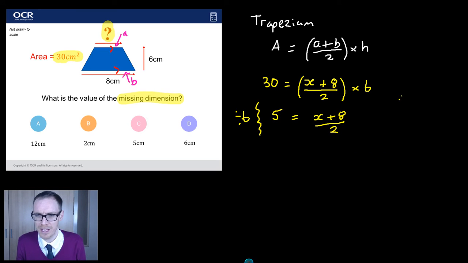Oh, sorry about that. Right, next layer was the divide by 2. So to get rid of that, I'm going to do the inverse. I'm going to times by 2. So if I times this left by 2, 5 times 2, 10, equals X plus 8.